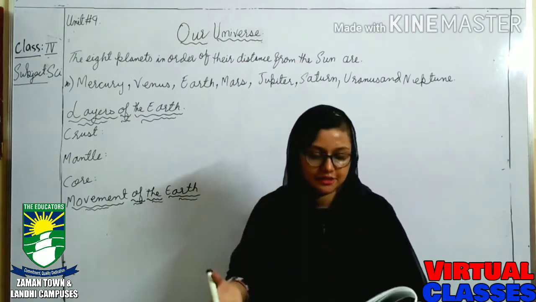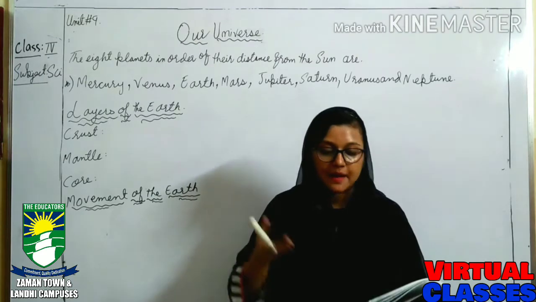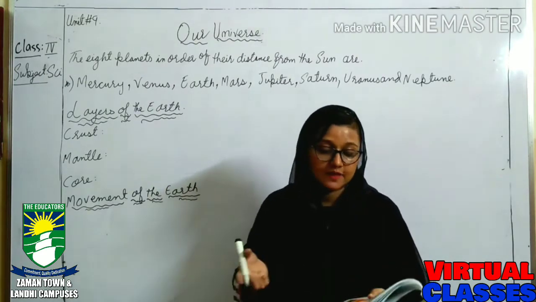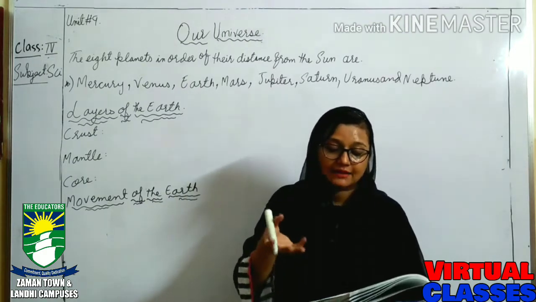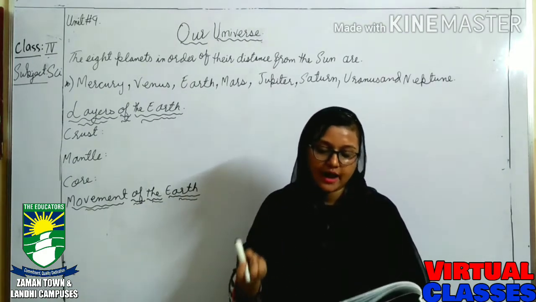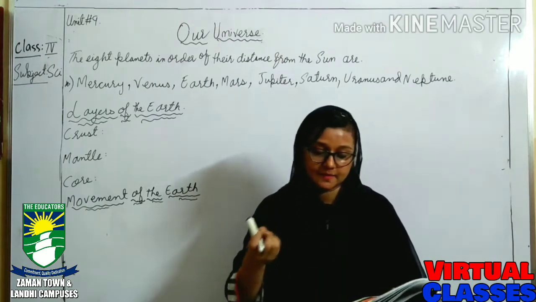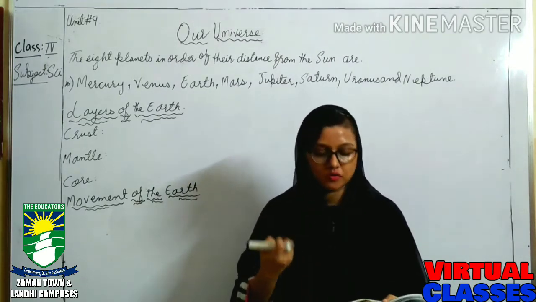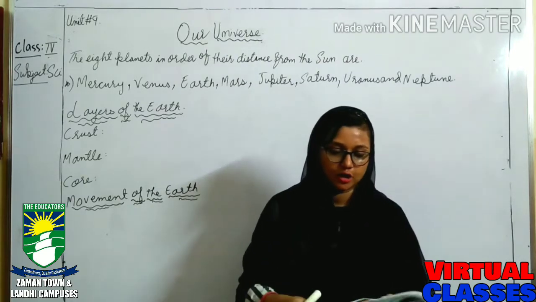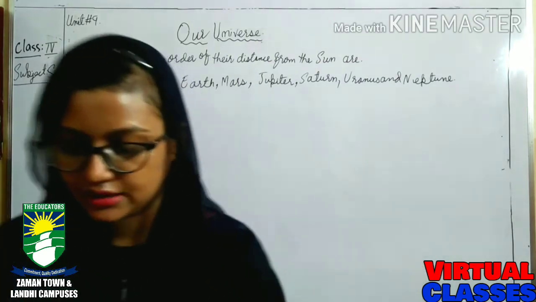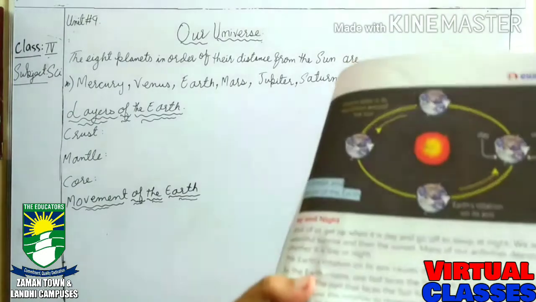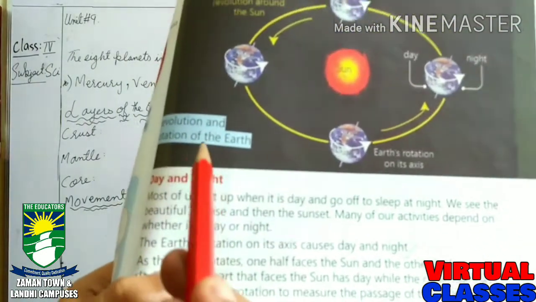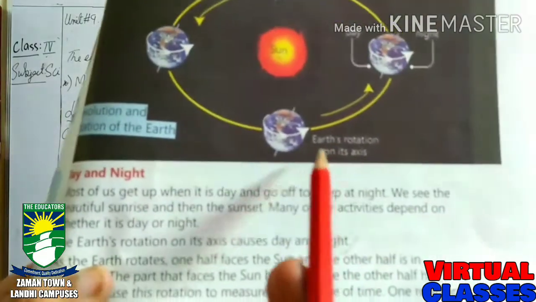Now, day and night. Most of us get up when it's day and go off to sleep at night. We see the beautiful sunrise and then the sunset. Many of our activities depend on whether it is day or night. The Earth's rotation on its axis causes day and night. You can see in the picture as well, page number 81: revolution and rotation of the earth.